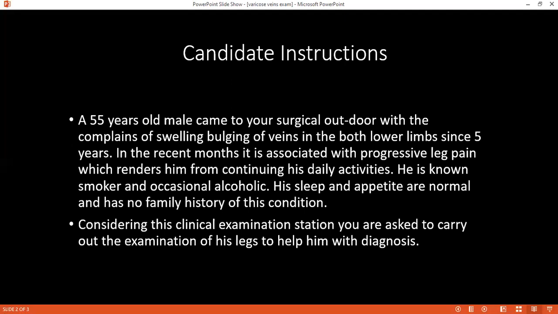Right, so if you have read and understood, considering it a clinical examination station, kindly begin.